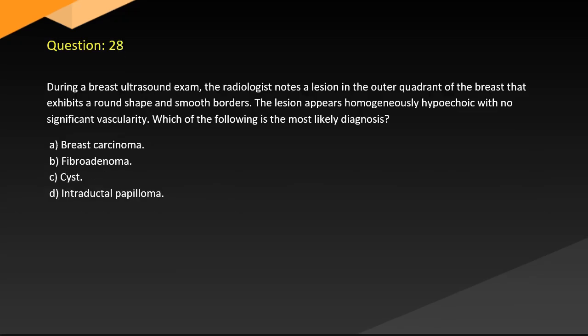Question 28. During a breast ultrasound exam, the radiologist notes a lesion in the outer quadrant of the breast that exhibits a round shape and smooth borders. The lesion appears homogeneously hypoechoic with no significant vascularity. Which of the following is the most likely diagnosis? A. Breast carcinoma. B. Fibroadenoma. C. Cyst. D. Intraductal papilloma.